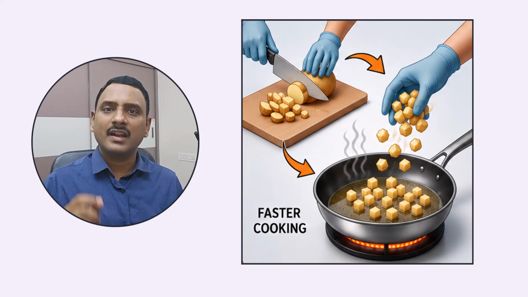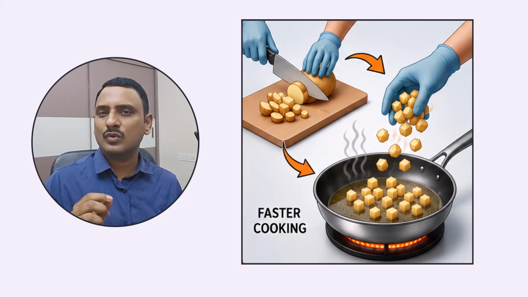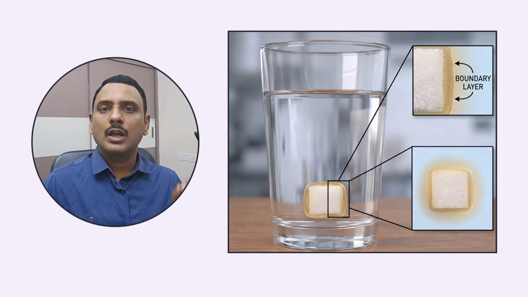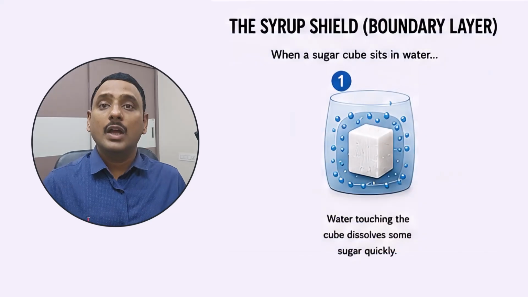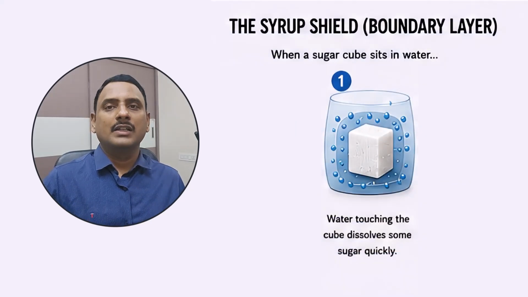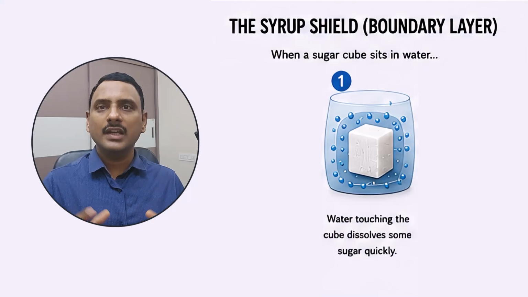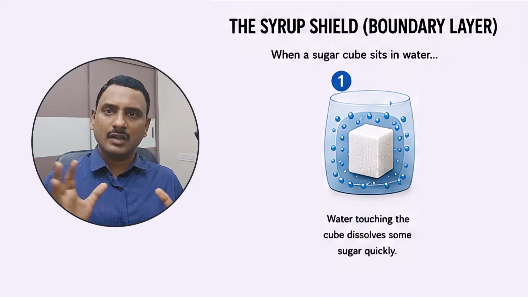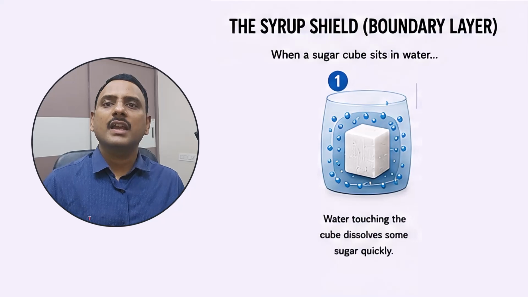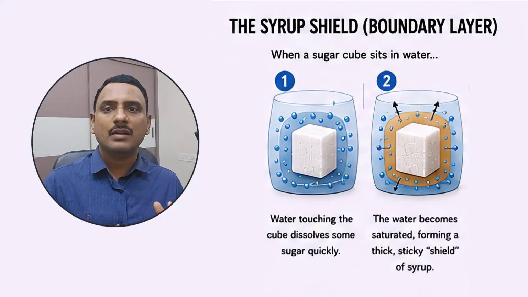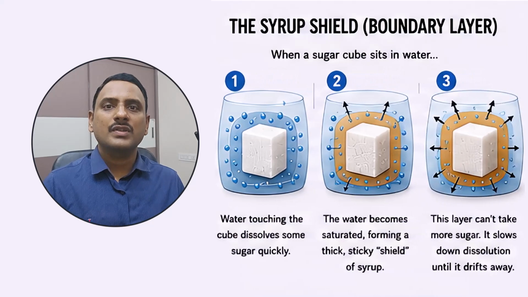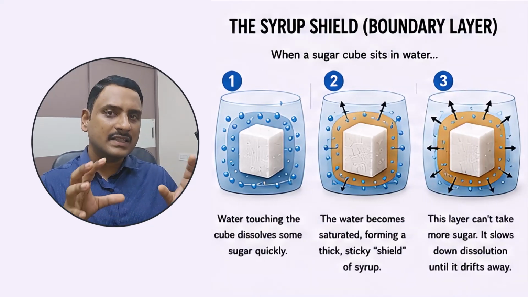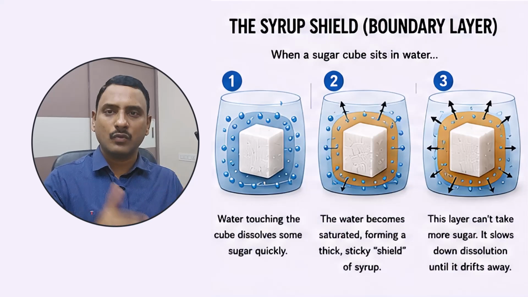But wait, there is a second reason the solid cube dissolves so slowly. It's a fluid dynamic concept called the concentration boundary layer, or we can call it the syrup shield for now. When the solid sugar cube sits in water, the solvent immediately touches it, quickly dissolving some solute and getting completely saturated. This creates a heavy invisible shield of thick syrup hugging the sugar cube. Because this boundary layer is already stuffed with sugar, the dissolving process hits a massive roadblock until this thick syrup slowly drifts away to let fresh water in.